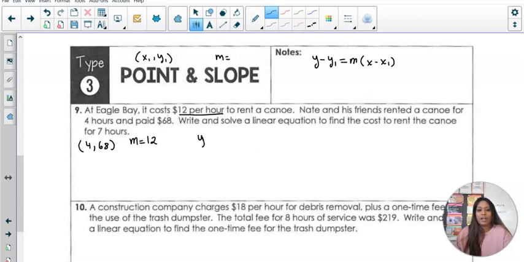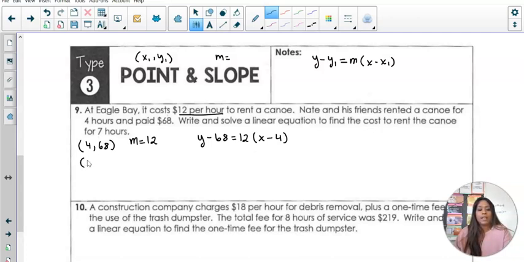So we're going to do y minus my y coordinate, which is 68, is equal to my slope, which is 12, times x minus my x coordinate here, which is 4. There you go. So let me read the rest of the question. It says write and solve a linear equation. So here's a linear equation to find the cost to rent the canoe for 7 hours.